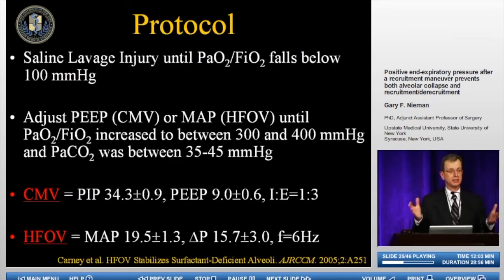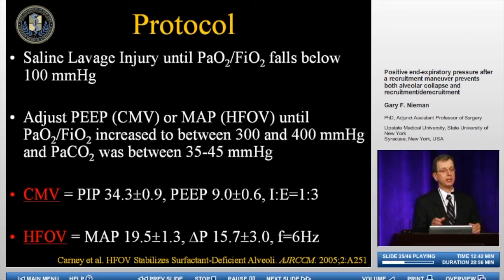In this study we're going to look at the impact of blood gases and how they correlate with alveolar stability. What this study was is we used saline lavaged rats. So we created our ARDS by saline lavage, and we lavaged these animals till their PF ratio fell below 100. So they were very sick animals. We then separated them into 2 groups. One group was with conventional ventilation and the other with high frequency oscillation. And in the conventional group, we increased PEEP until we increased the PF ratio from 100 to between 300 and 400. In the HFOV group, we increased the mean airway pressure until we increased PO2 from 100 to 300.